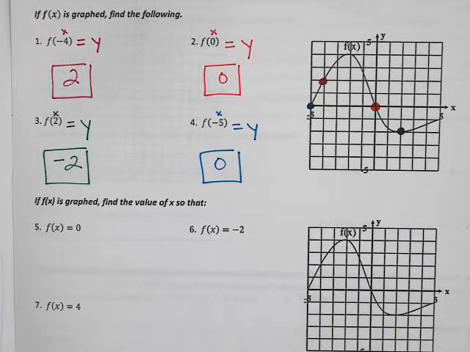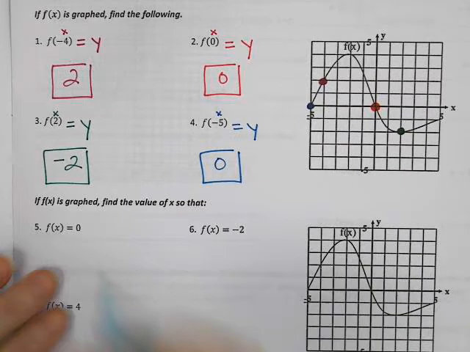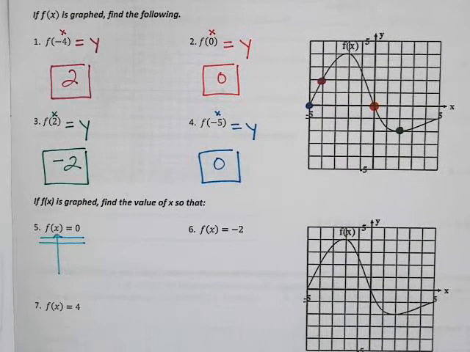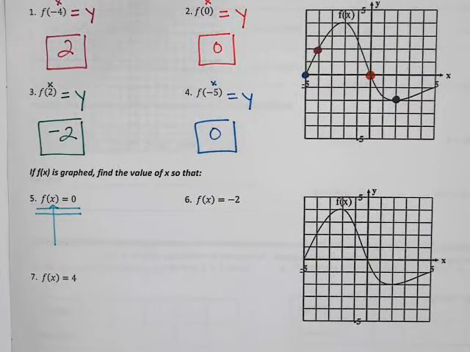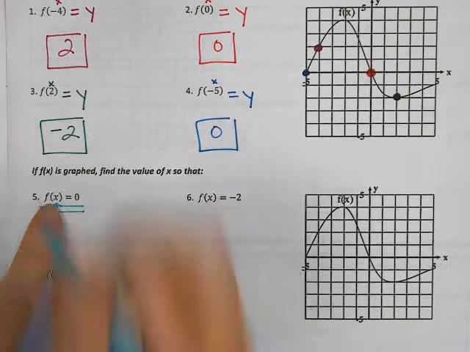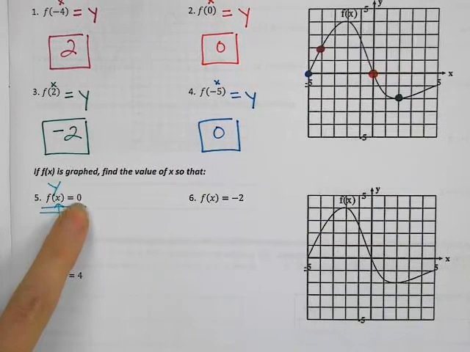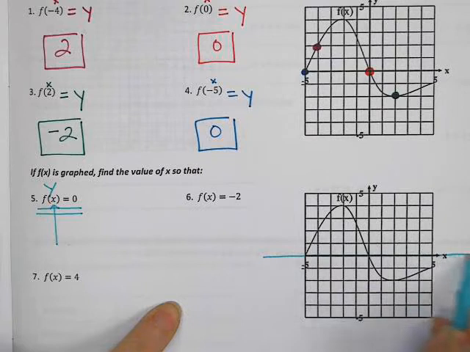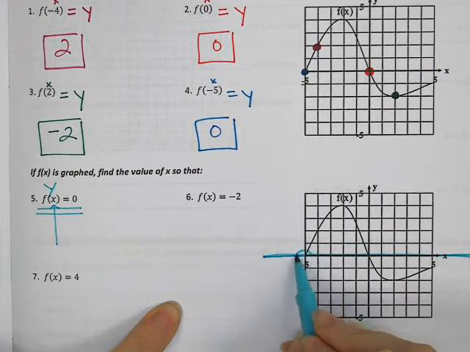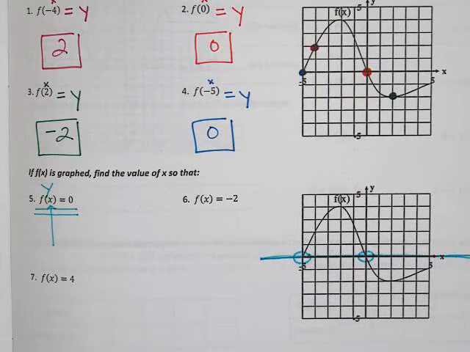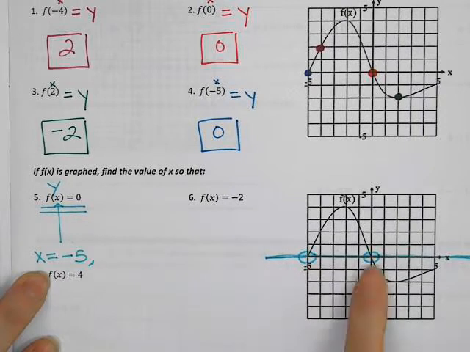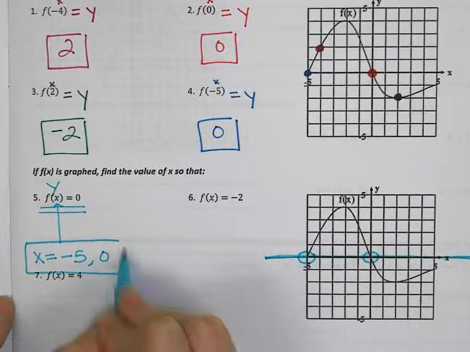Now, 5, 6, and 7 are opposite. These are saying the function, the y value is 0. You got to find x. All right, so these are different. So these, remember, f of x is really just y. So these are saying, okay, find where y is 0. So y is 0 along this line right here, right? And they want to find what x values does the graph hit. So the graph along y equals 0, the graph hits here and here. So what are those two x values? Well, this one's at negative 5, and this one is at 0. So now you're finding the x values.